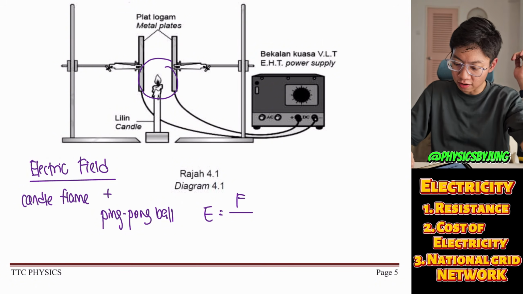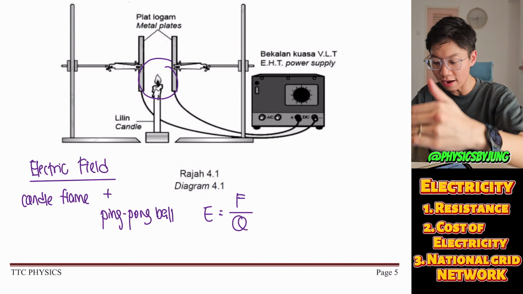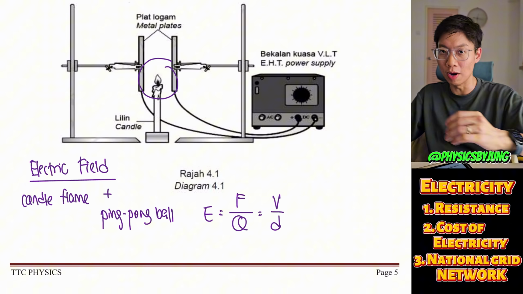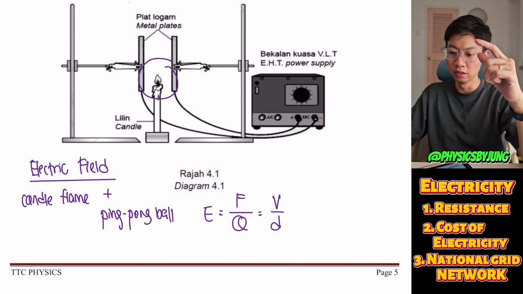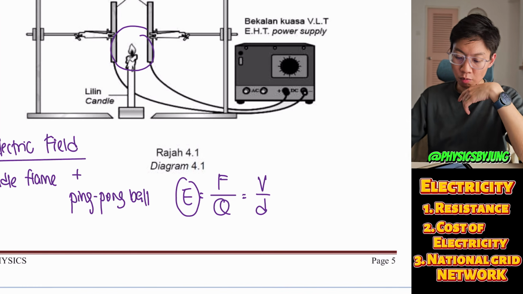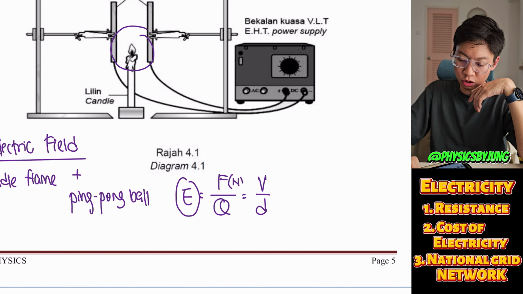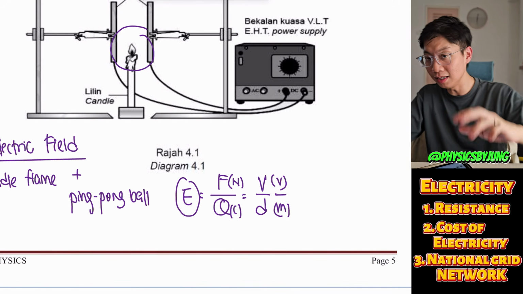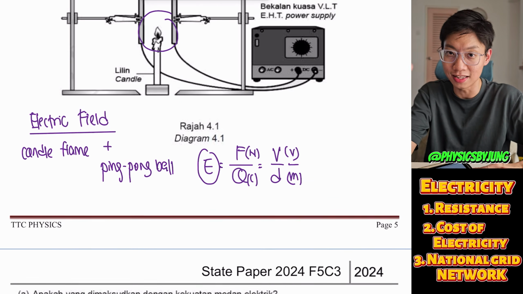So we actually have a calculation whereby E is equals to F over Q. E is also equals to V over D, whereby force per unit charge, voltage per unit distance. So this is your electric field strength, whereby electric field strength can be Newton per coulomb or volt per meter. If you don't really study, you might overlook it.